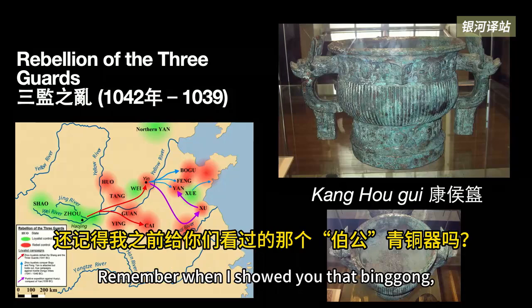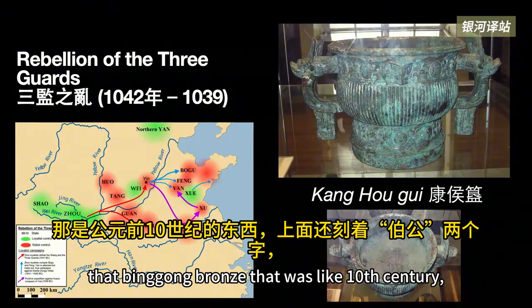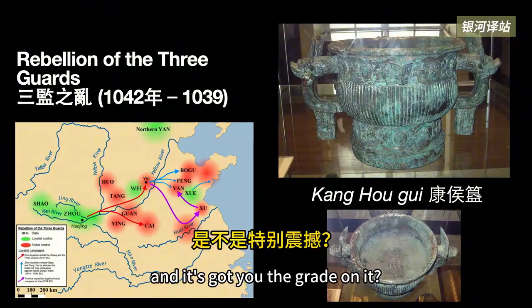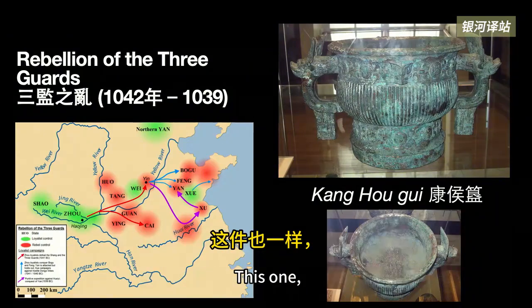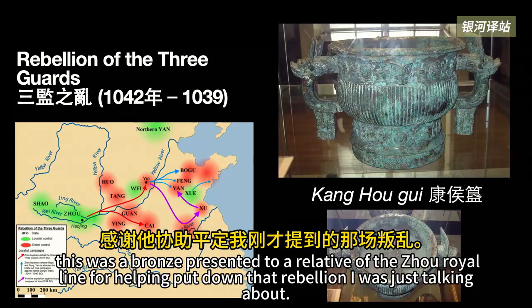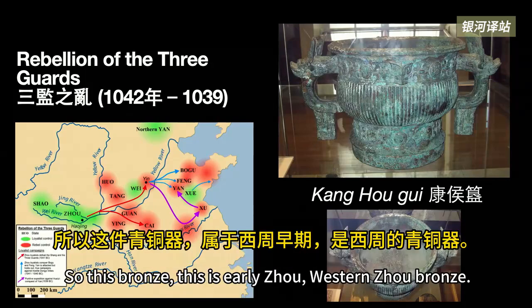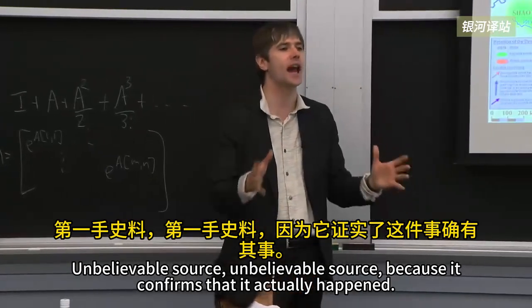Remember when I showed you that Bingong bronze that was like 10th century and it's got Yu the Great on it? That's incredible, right? This one, likewise, was a bronze presented to a relative of the Zhou royal line for helping put down that rebellion I was just talking about. So this is one of the early Western Zhou bronzes. Unbelievable source because it confirms that it actually happened.